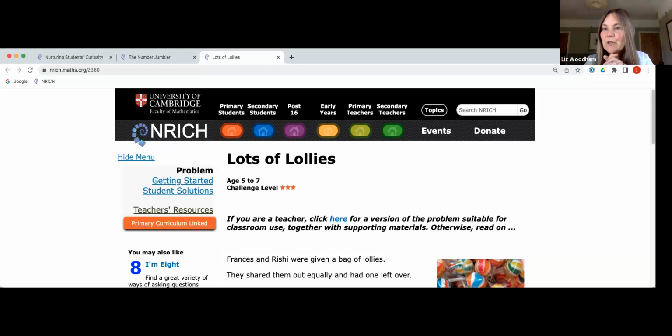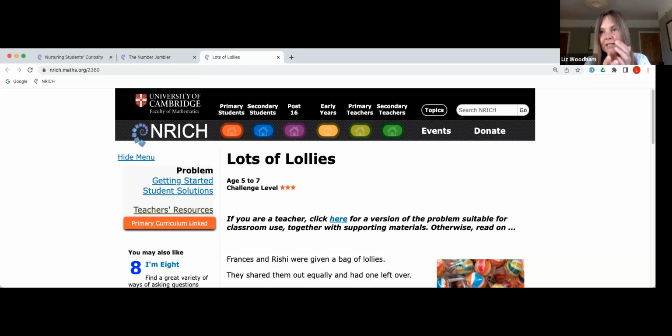So we've got these two friends, Francis and Rishi, and they've got a bag of lollies, and they share them out between them, and they have one lolly left over. So just have a little think about, please don't post anything, but just have a little think about that scenario. So they've been shared, all the lollies shared between the two of them, and there's one left over.